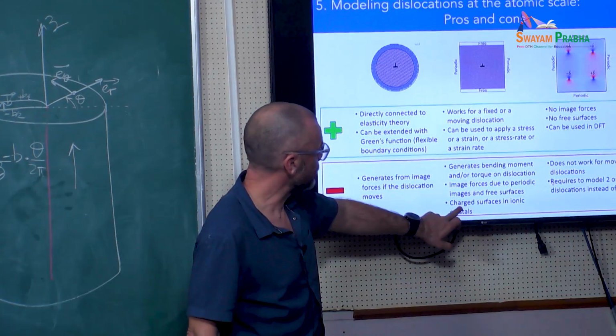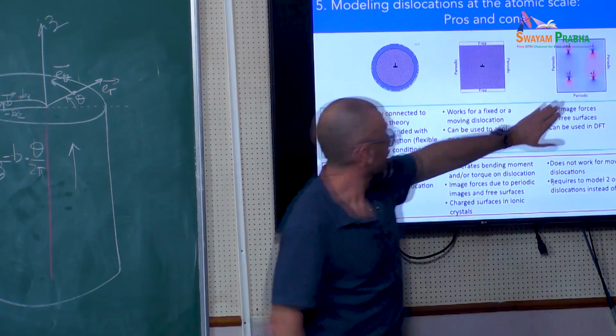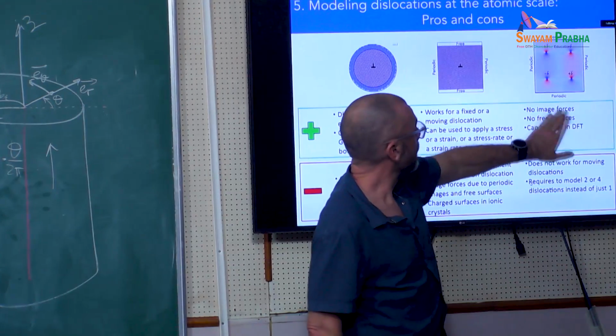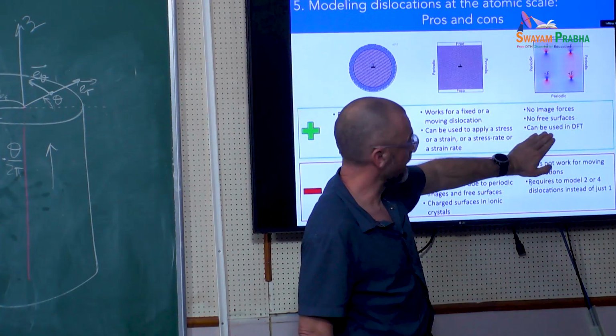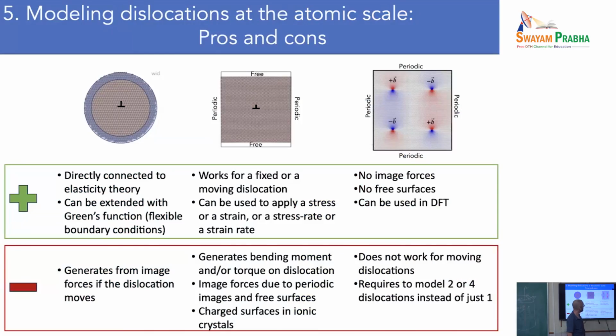And then we have these charged surfaces with ionic crystals. With this one, what is nice is there are no image forces, no free surfaces, and as we have said, it can be used with DFT. The bad thing is that it does not work for moving dislocations, because if the dislocations move, they're going to annihilate. So they cannot move either. The bad thing also is that you spend half or three quarters of your time modeling dislocations you don't care about, because you only care about one of these dislocations. So there's a lot of wasted computational time.